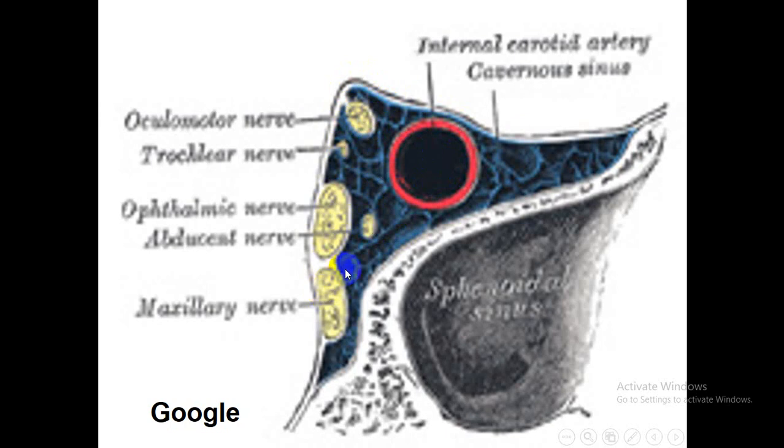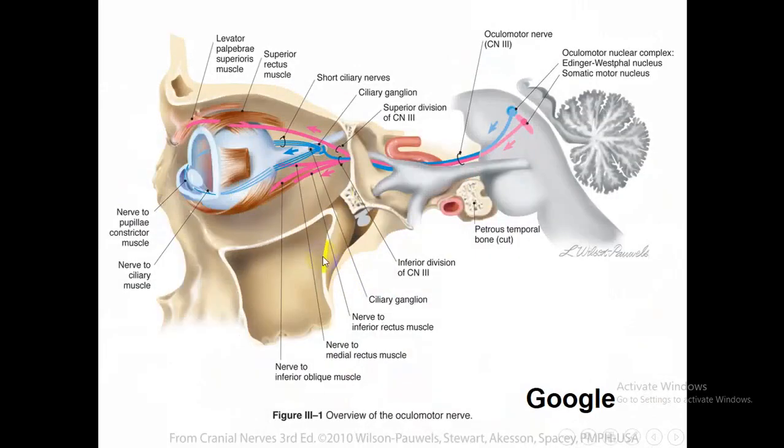It enters the cavernous sinus. After it leaves the cavernous sinus, it enters through the superior orbital fissure. How? Between the two heads of the lateral rectus muscle. Then it will be divided into an upper and lower branch, dividing between the two heads of the lateral rectus.